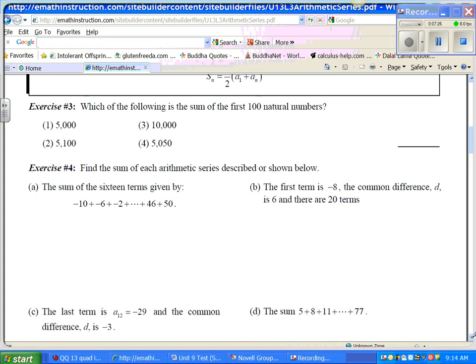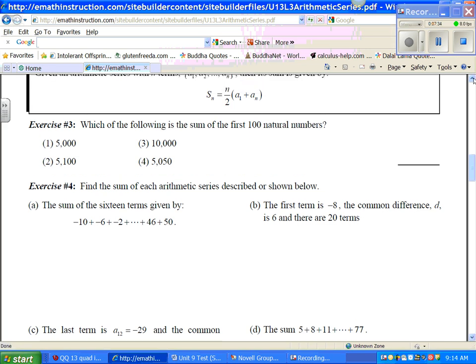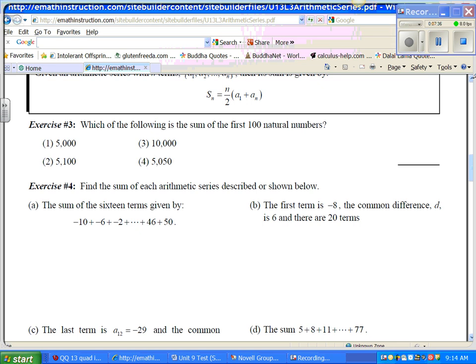All right, which of the following is the sum of the first 100 natural numbers? What's a natural number? A number that is not unnatural. That's great. What? Counting numbers. What are my counting numbers? 1, 2, 3, 4. Does it include 0? No. Okay, so I want the sum of the first 100 natural numbers. So what's n? 100. Okay, very good. N is 100.